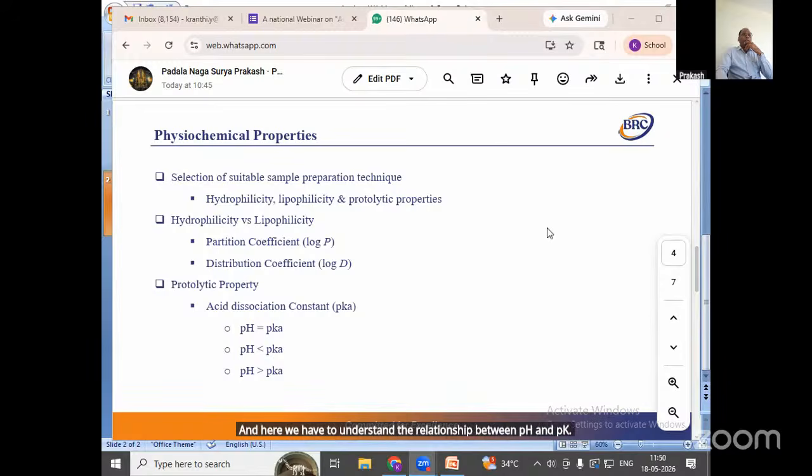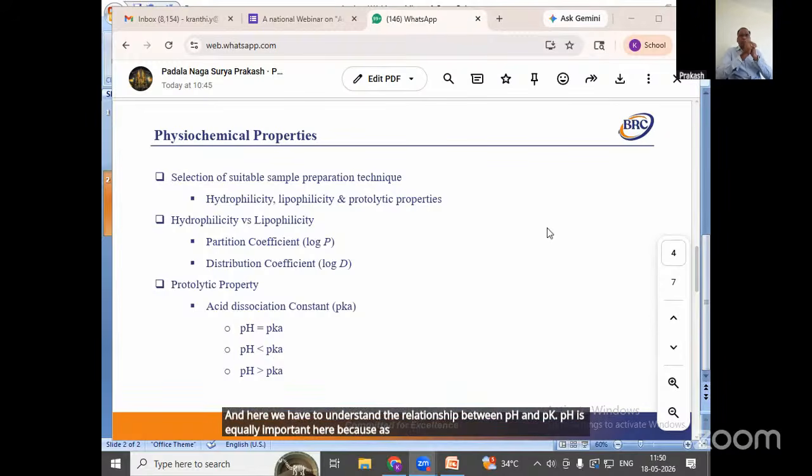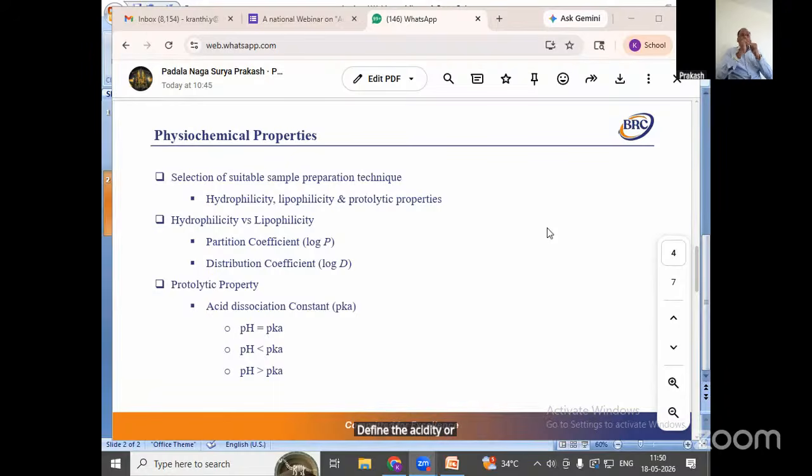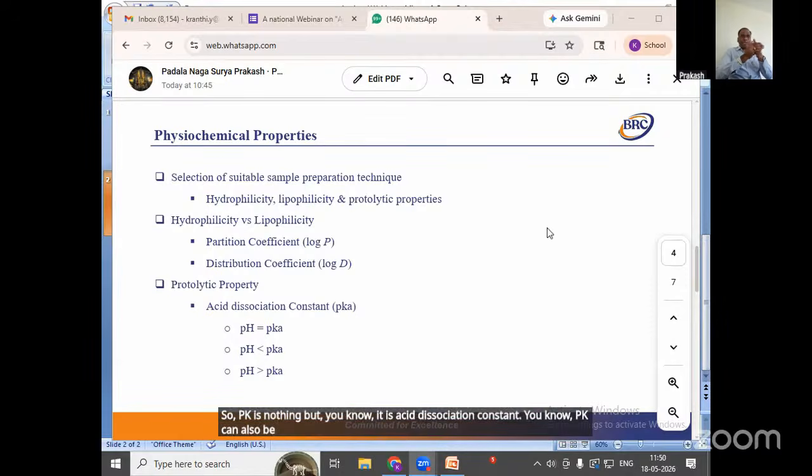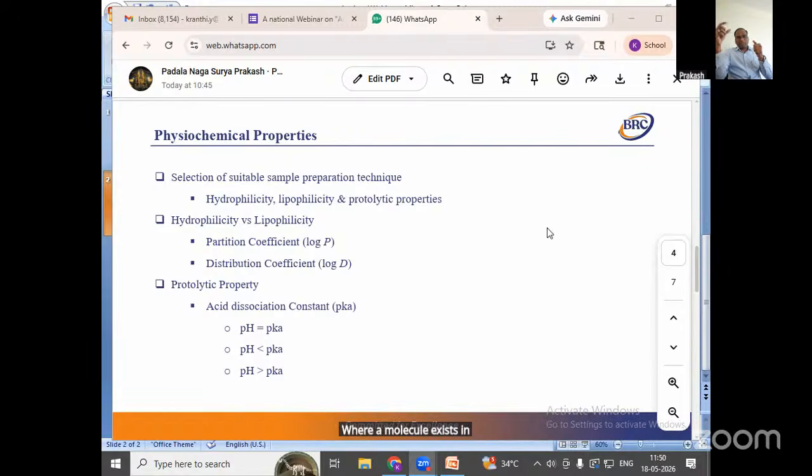Here we have to understand the relationship between pH and pK. pH is equally important here because, as you all know, in chemistry pH is the negative logarithm of the concentration of hydrogen ion, and it is specifically used to define the acidity or basicity of an aqueous solution. pK is the acid dissociation constant. pK can also be defined as the pH where a molecule exists 50% as an ionized form and the remaining 50% as an unionized form.